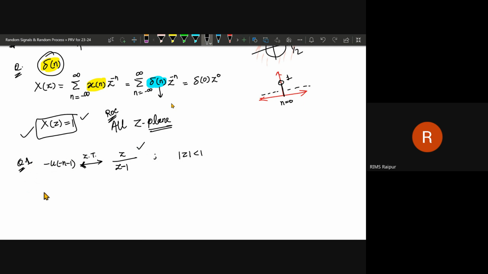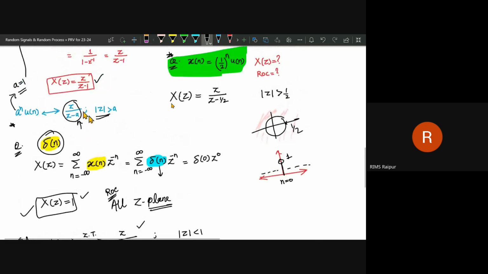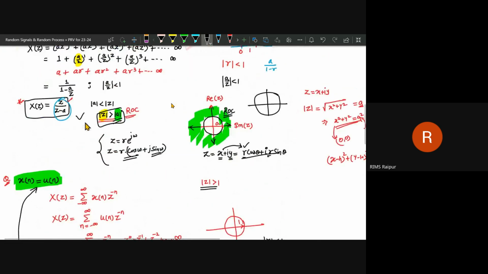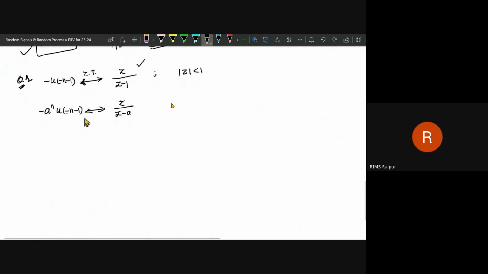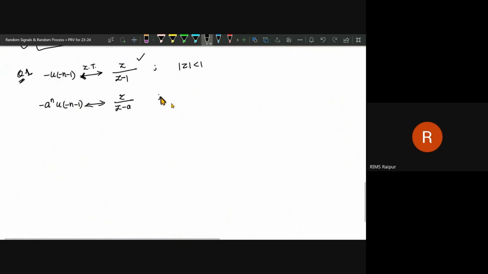Similarly, the Z transform of minus a raised to power n u of minus n minus 1 will be Z upon Z minus a. Similar to that previous expression, what we have derived for a raised to power n u of n. If we flip the signal, then also the Z transform will be the same. Just one thing gets changed, that is the ROC. Here the ROC will be mod Z less than a. It means inside the circle. So in this situation, we will get ROC inside the circle in both these conditions.